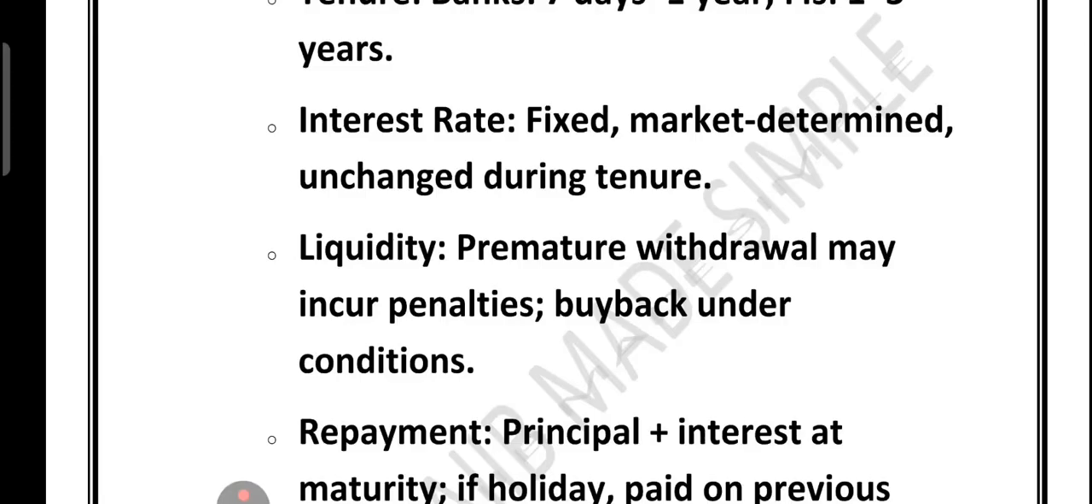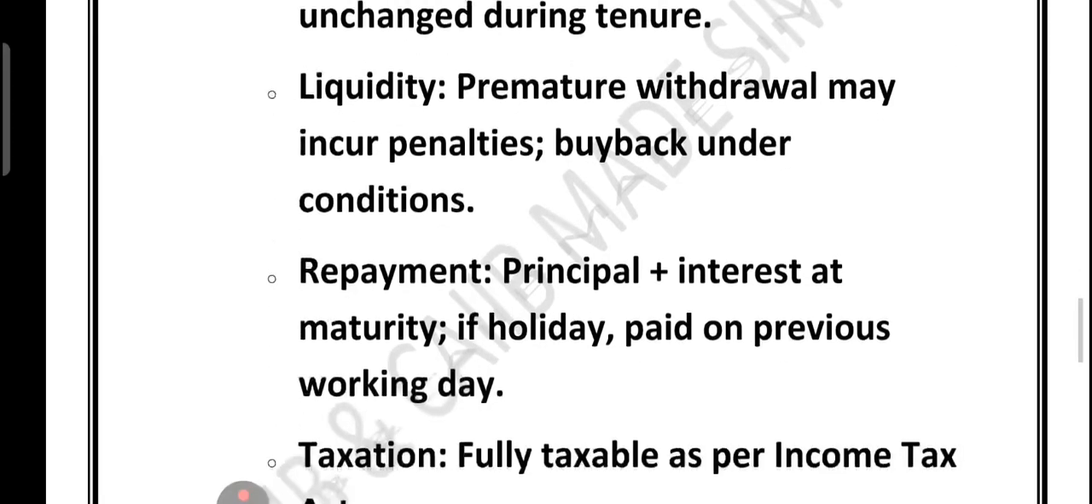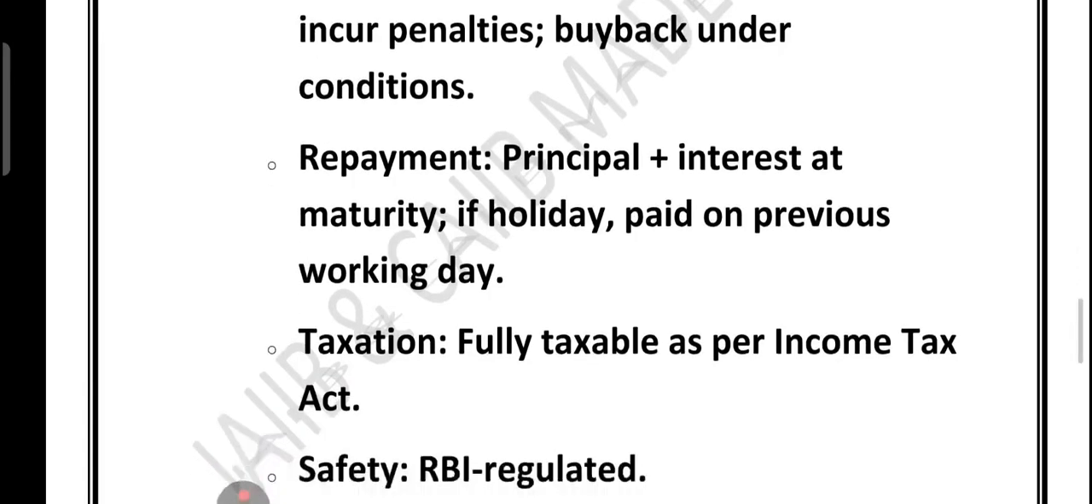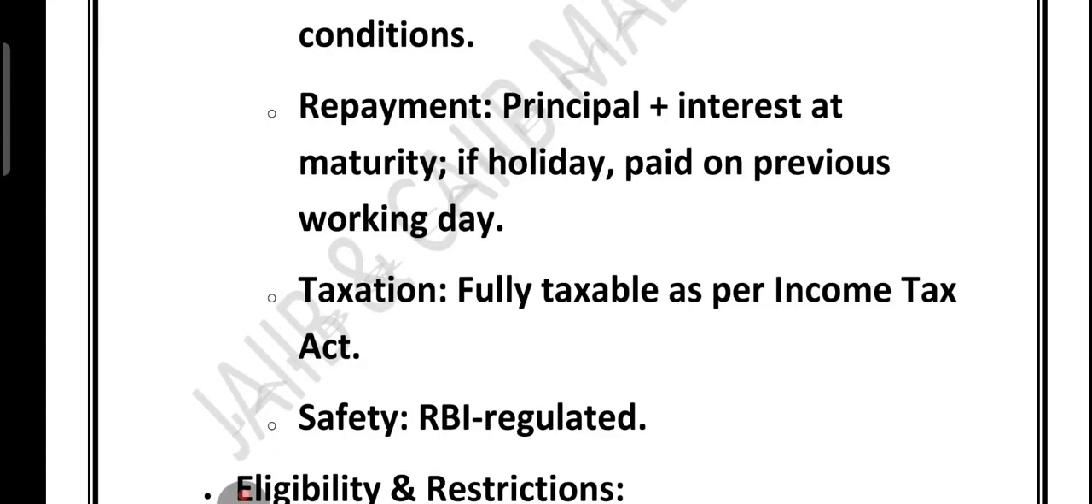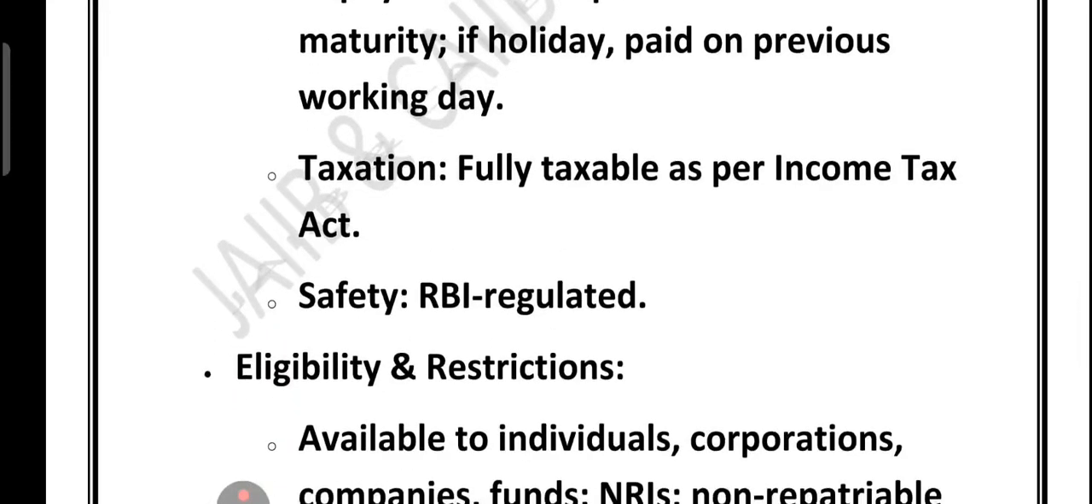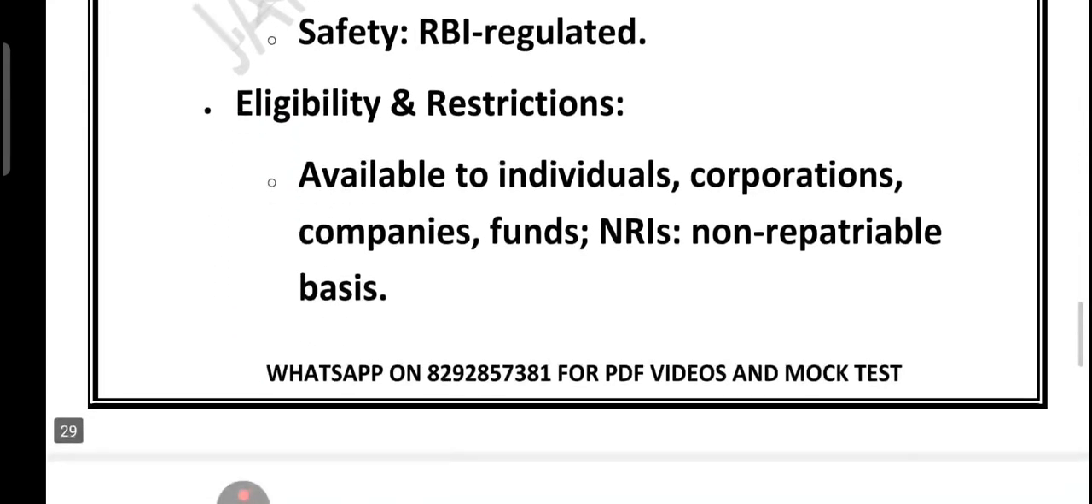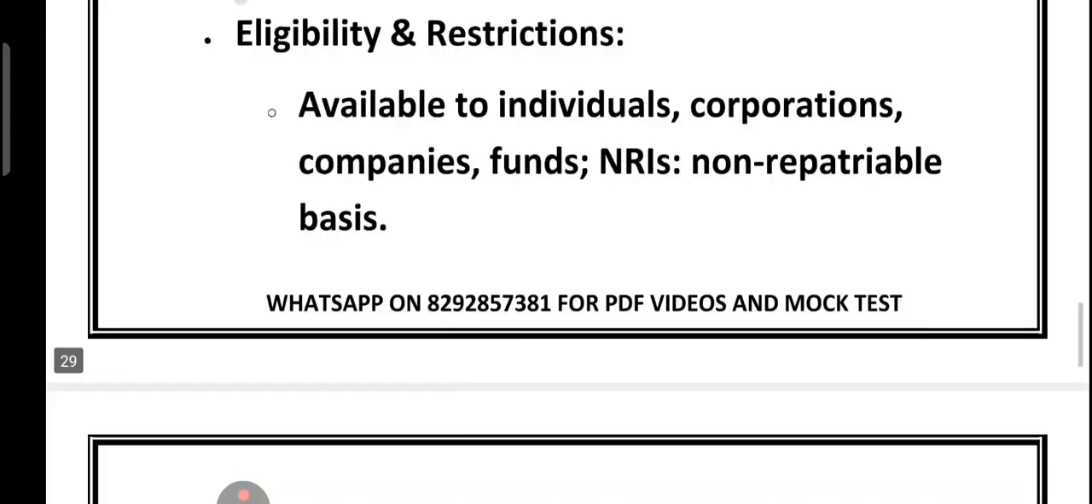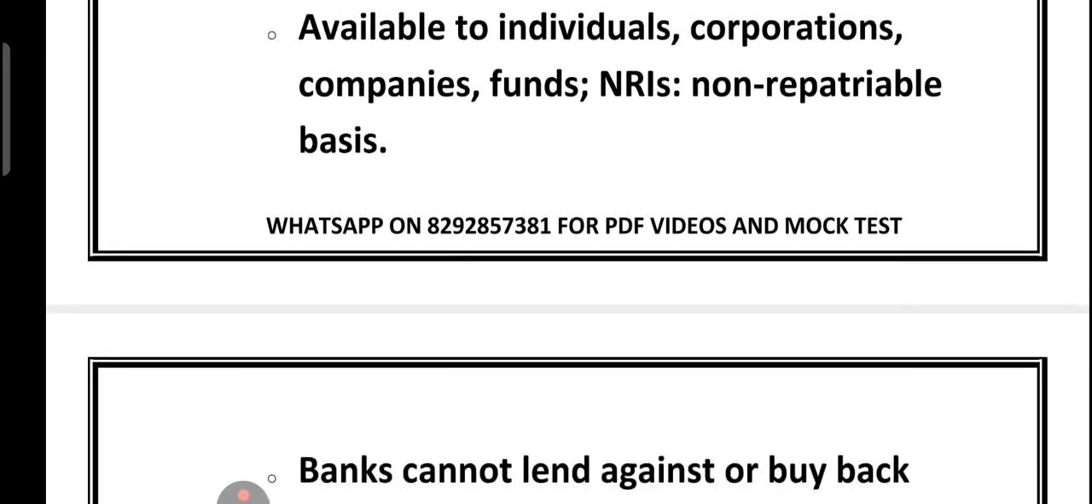Liquidity: premature withdrawal may incur a penalty, and buyback is possible under some conditions. Talking about repayment, principal and interest are repaid at maturity. If it is a holiday, you are paid on the previous working day. What about taxation? It is fully taxable as per the Income Tax Act. And for safety, it is regulated by RBI. Eligibility for investing in this certificate of deposit: it is available to individuals, corporations, companies, funds, and NRIs on a non-repatriable basis. Please remember it. Non-repatriable means they cannot take the funds back to their own country.